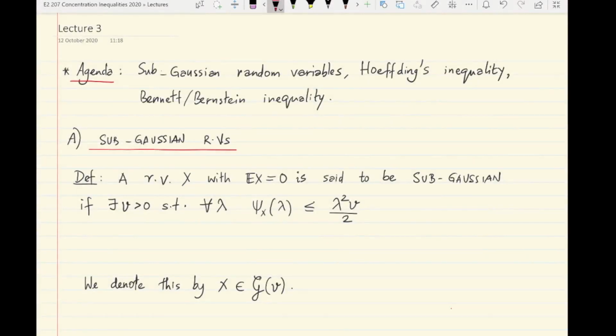Hi all, in this lecture we will study Subgaussian random variables, which is a convenient and common class of random variables for which we can prove nice concentration inequalities. Then we'll study two classical concentration inequalities derived using the Chernoff method that we've seen earlier. One is called Hoeffding's inequality and the other is an improvement on Hoeffding called the Bennett or the Bernstein inequality. So let's start out with defining Subgaussian random variables.